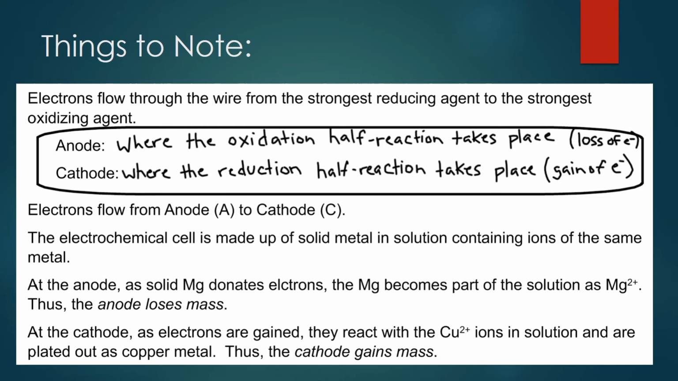And electrochemical cell is just made up of solid metal in solution that has the ions of the same metal. One other thing here is that at the anode, as the solid magnesium donates those electrons, that magnesium becomes part of the solution, so the anode is losing mass. It loses electrons and it loses mass. Not really related. At the cathode, as those electrons are gained, they react with the copper ions and are plated out as copper metal, so the cathode gains mass.